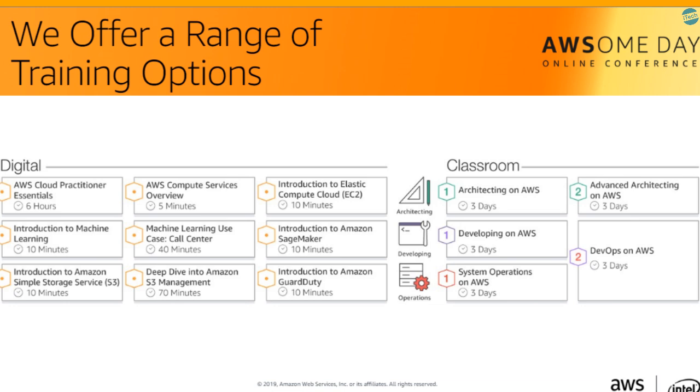DevOps Engineering on AWS is a 3-day advanced level course that demonstrates how to use the most common DevOps patterns to develop, deploy, and maintain applications on AWS. Security Operations on AWS is a 3-day advanced level course that demonstrates how to efficiently use AWS security services to stay secure and compliant.